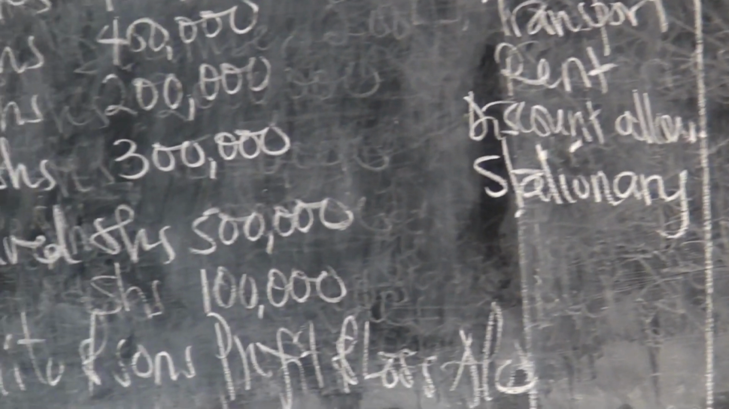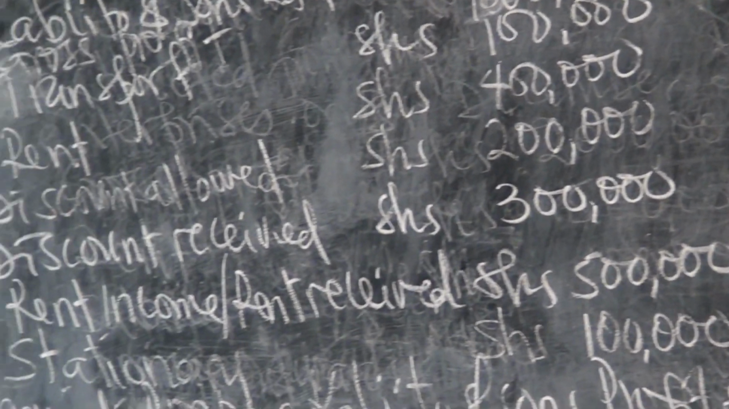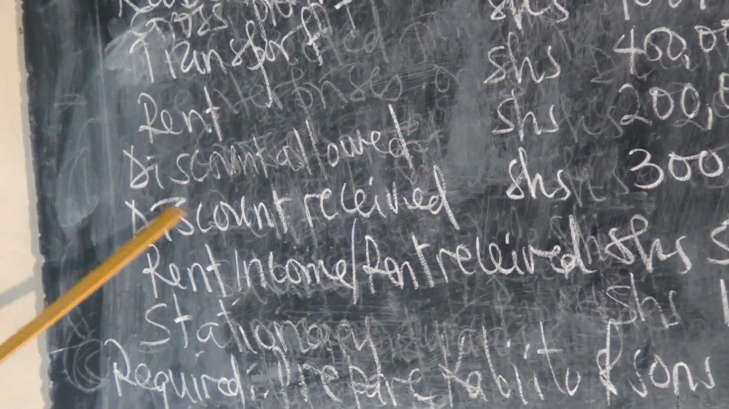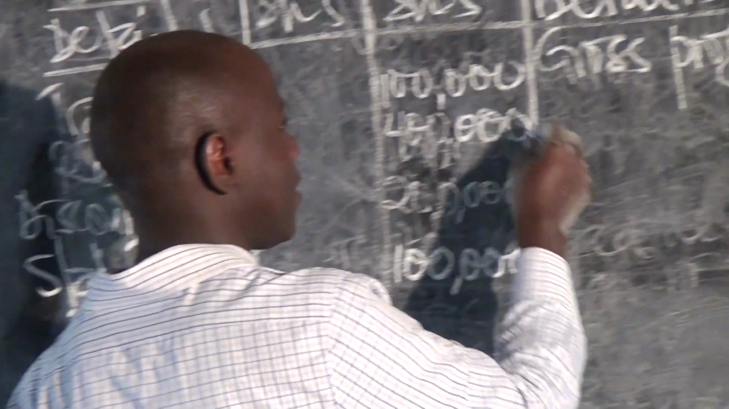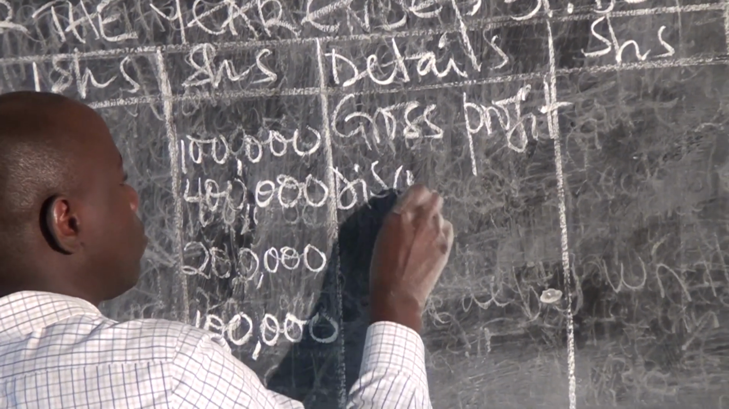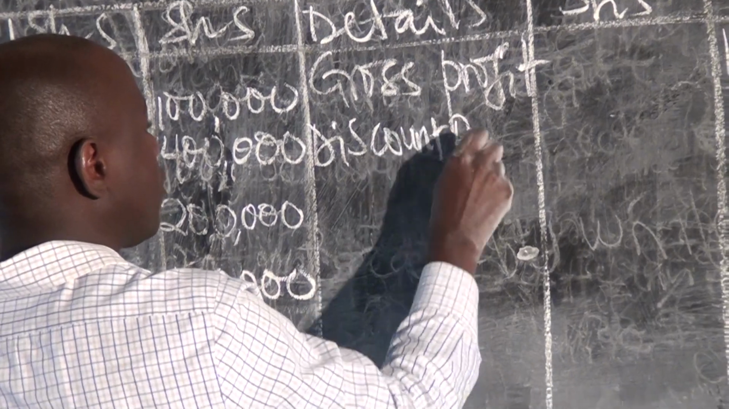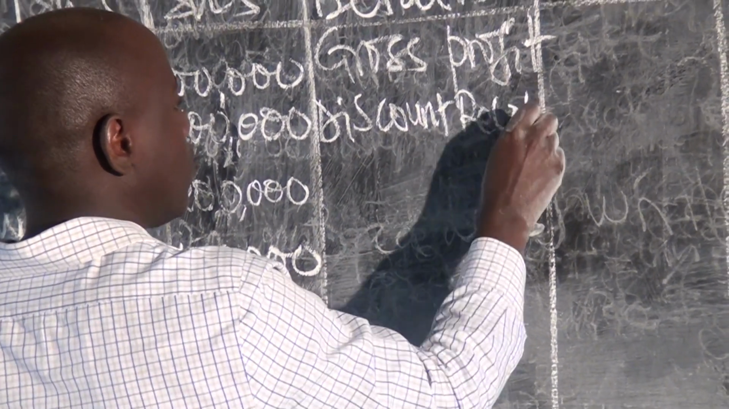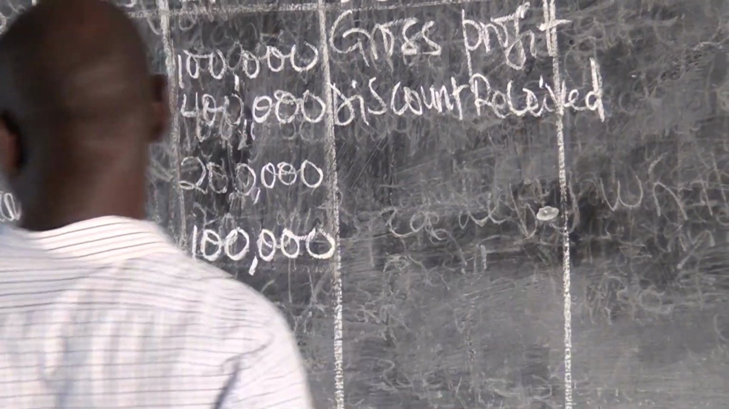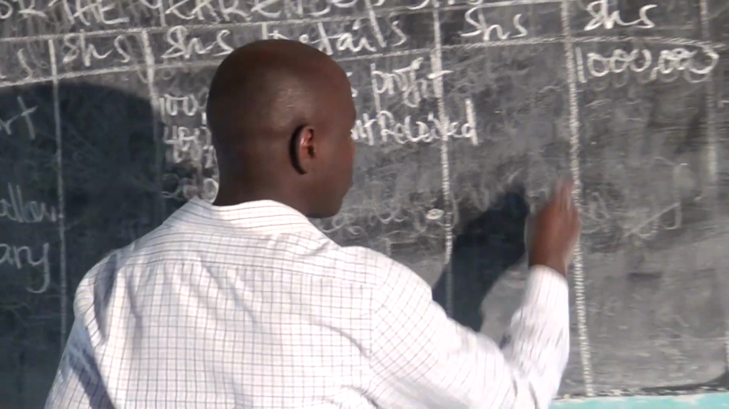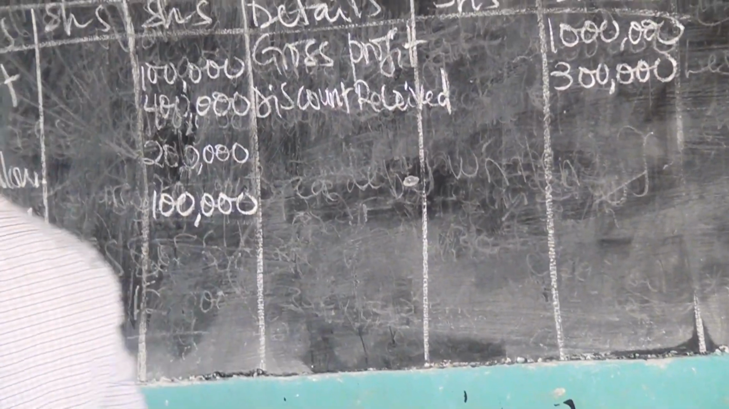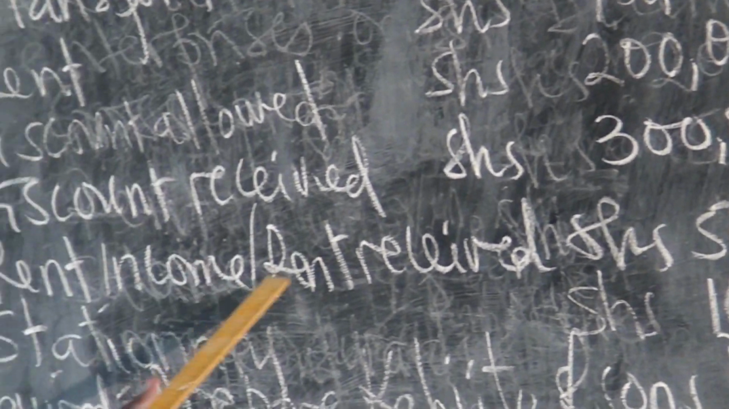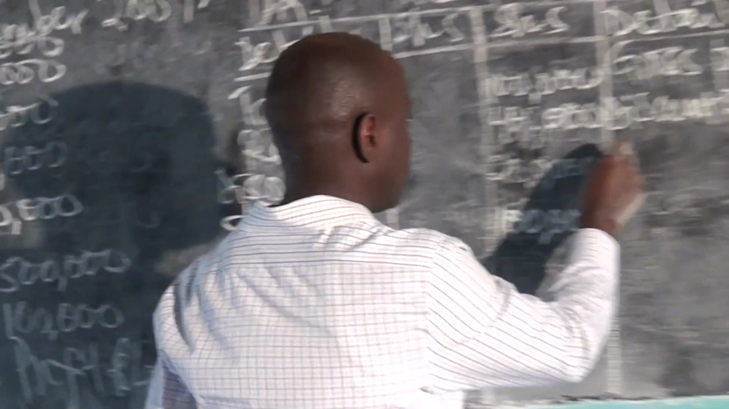Then on that very gross profit, we are going to add other supplementary incomes. For example, we talked about discount received, which some people call purchase discount. Discount received, how much money? It is 300,000. Another income, we have rent income. Rent income, 500,000.